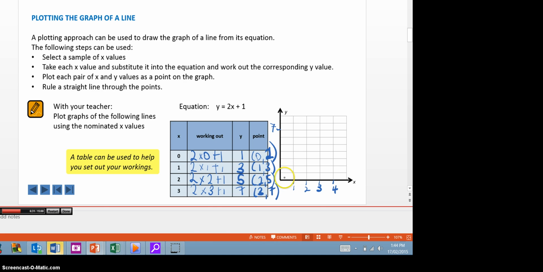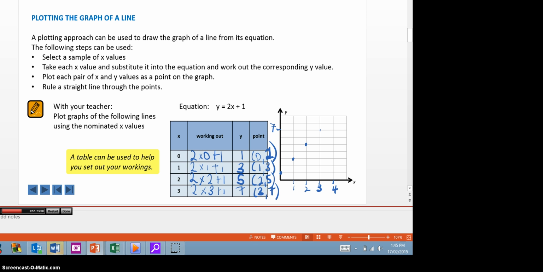0, 1. So we're at 0, doing our x first, and then at position 1. Then we go across to 1, position 3. 2, position 5, and 3, position 7. And if you've done it correctly, you'll notice that all the line will join up with points.